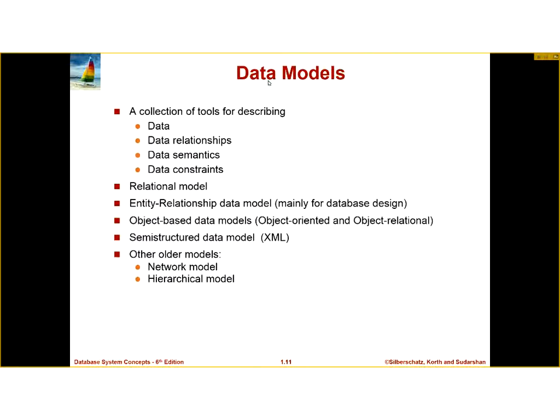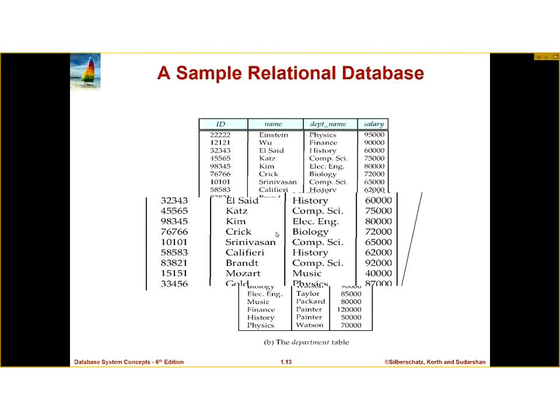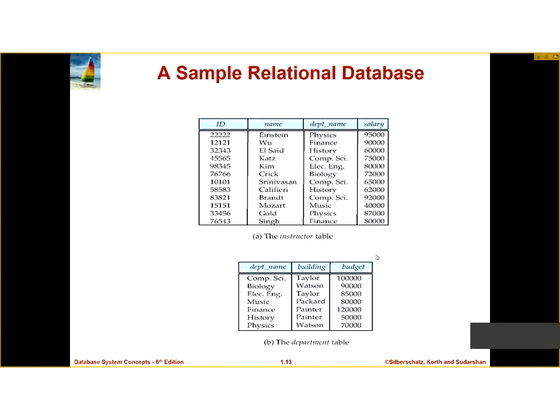When I talk about data models, it's a collection of tools for describing the data, how we can model the data, how we can model the relationships, its semantics, and its constraints. And I told you about certain models which exist to model the data. I told you that there is a relational model as well, which we'll be studying in Chapter 2, in which data is modeled in the form of a table, in which there are certain fields like ID, name, department name, and salary, and there are certain rows which are called records. And there are multiple tables which can exist, like the instructor table, the department table.